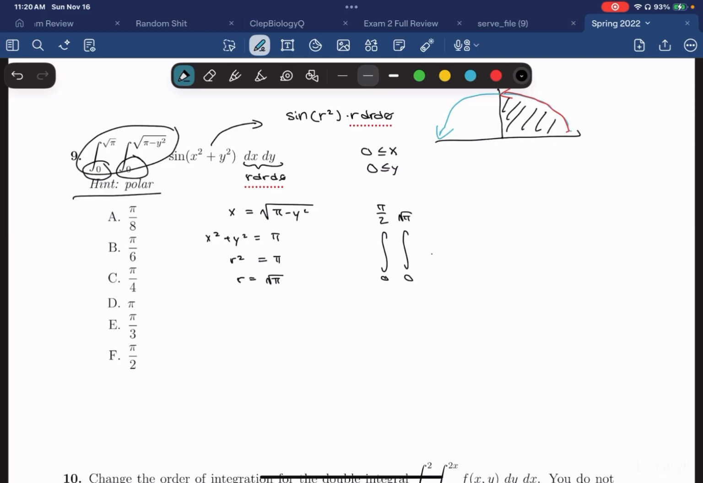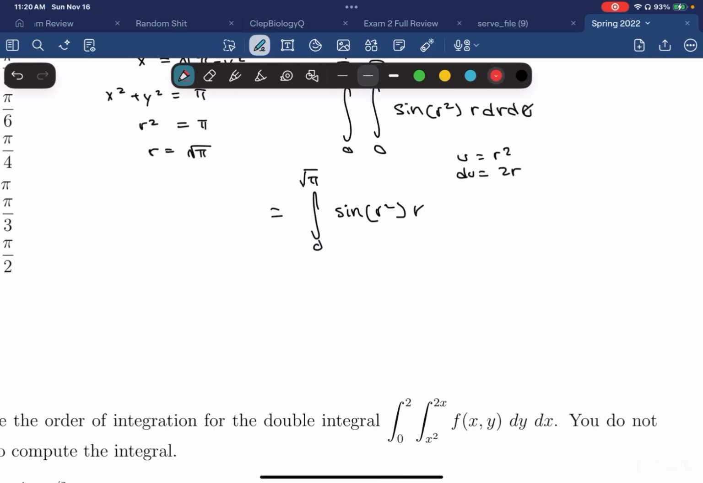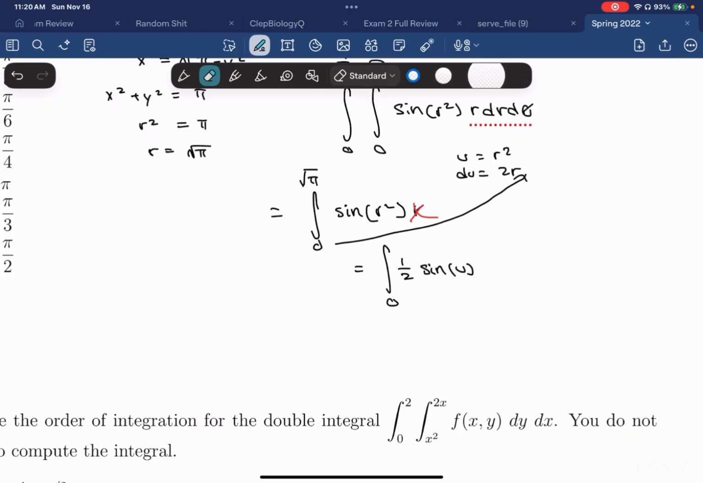And that'll be sine of r squared times r dr d theta. So if you evaluate from 0 to square root of pi, sine of r squared times r, I'm going to use u substitution, say that u is equal to r squared, so du is equal to 2r dr. In this case, we get rid of this, get left with 1/2 sine of u, and we're going to evaluate this. If you plug in a 0 to r squared, you get 0. But if you plug in a square root of pi to r squared, you just get pi.